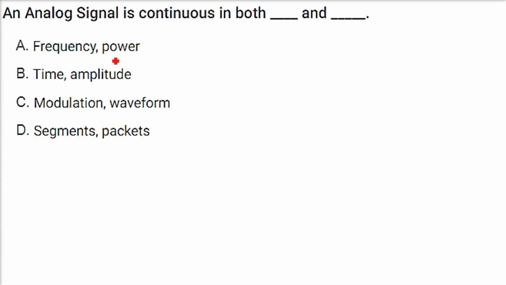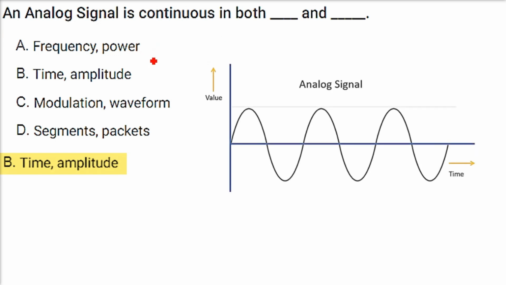An analog signal is continuous in both. The answer is time and amplitude. So this is the x-axis, time. This is the y-axis. It can be any value. Let us take voltage here for example. So you have the x-axis and y-axis. Now you see the uppermost and the lowermost extent is called the amplitude. And now you see this amplitude is varying with respect to time. If time is varying, the amplitude is also varying.